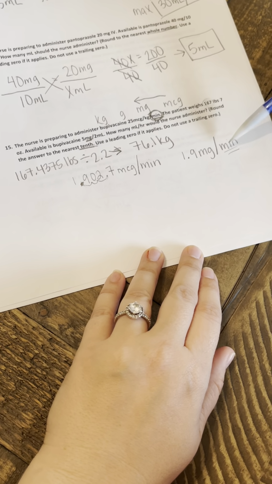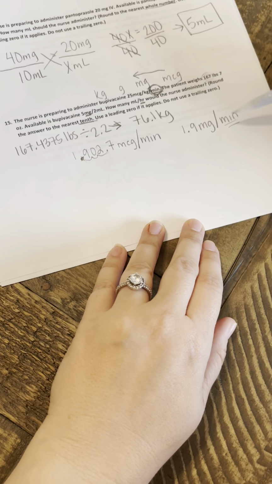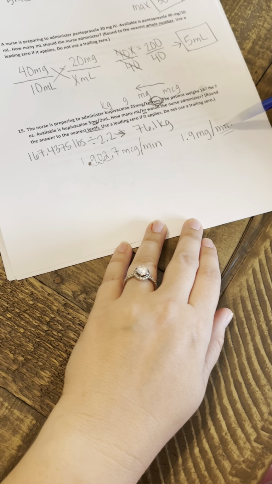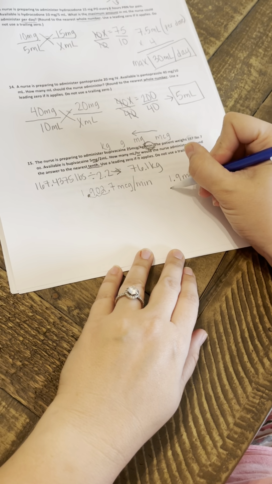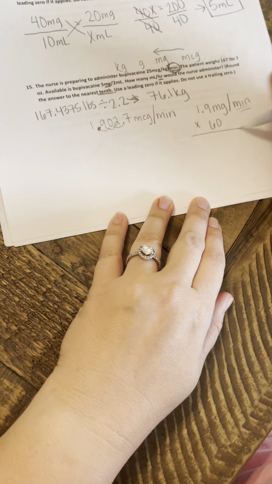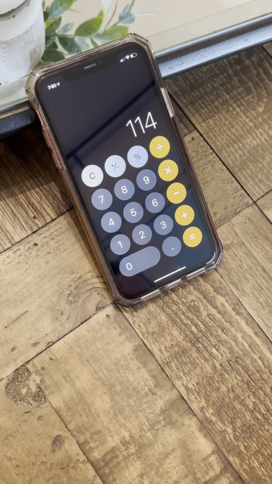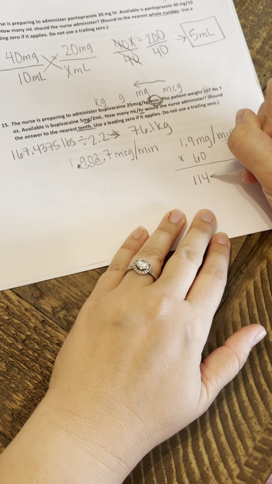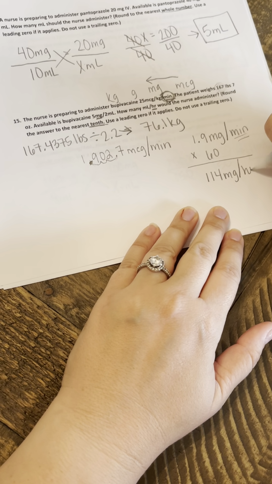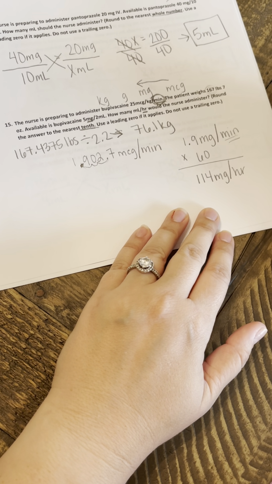If we want to go ahead and change this now, because we need to know how many per hour. And right now we have per minute. So since there's 60 minutes in an hour, we're going to take the 1.9 milligrams times 60. So now we know our order is 114 milligrams per hour. So all we have left to do is to figure out how many mLs that is.